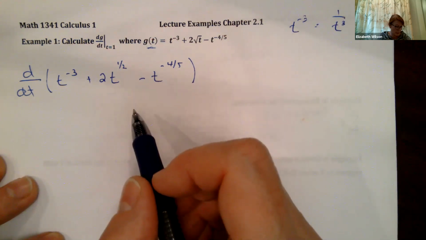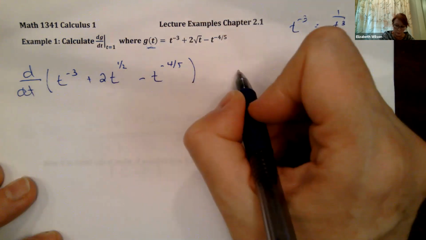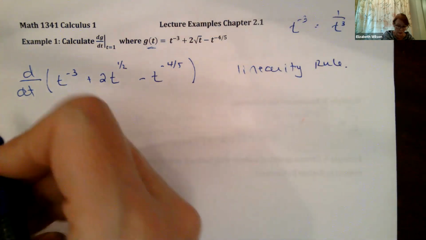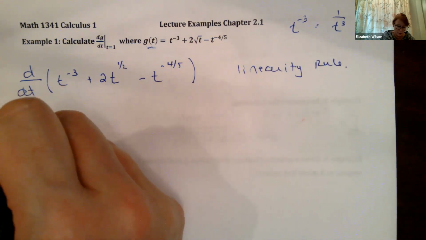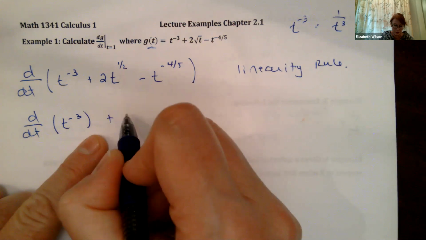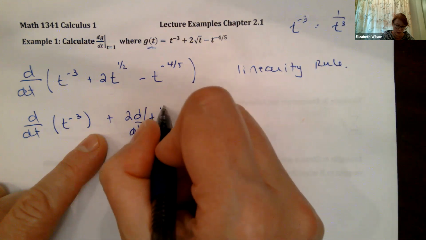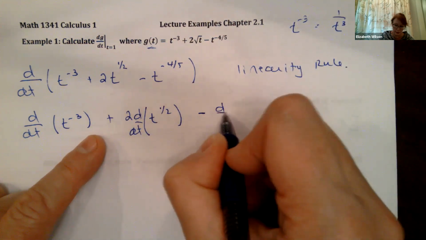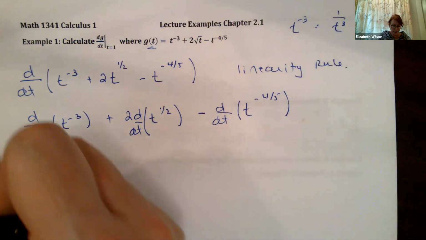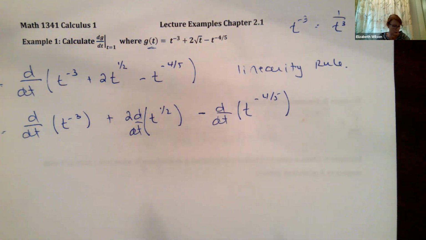Now my linearity rule says I can take the derivative of each one and add or subtract each individual piece. So let me write out what that is so that you can see. d/dt of t to the minus 3 plus, here's our constant multiplier, I'm going to pull the 2 out, oops, sorry, 2 times d/dt of t to the 1/2 minus d/dt of t to the minus 4/5. Just to let you know, that's what we're doing. We're going to take the derivative of each individual piece and then add and subtract them all together.